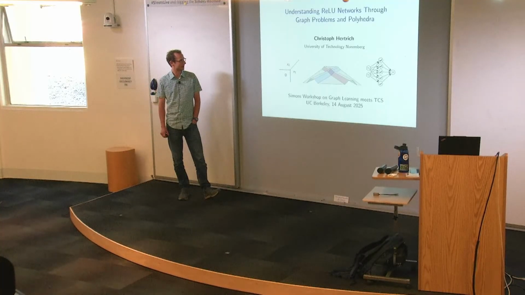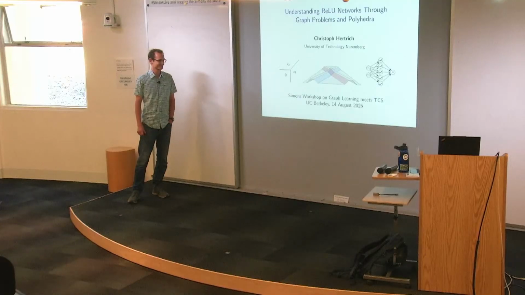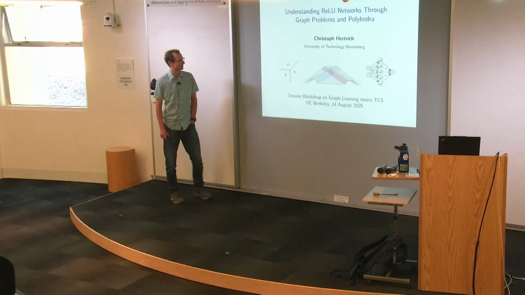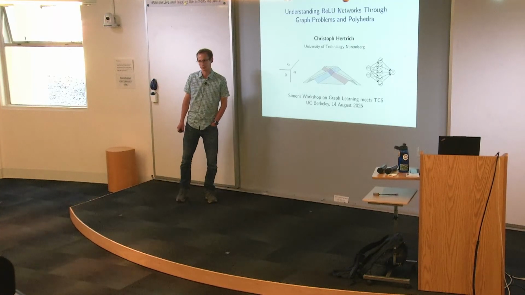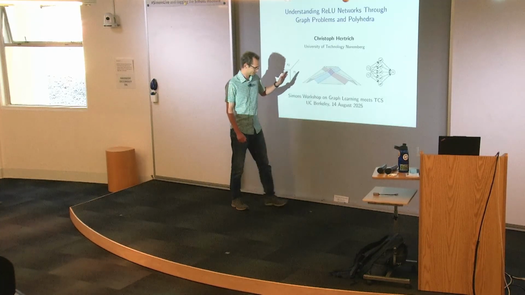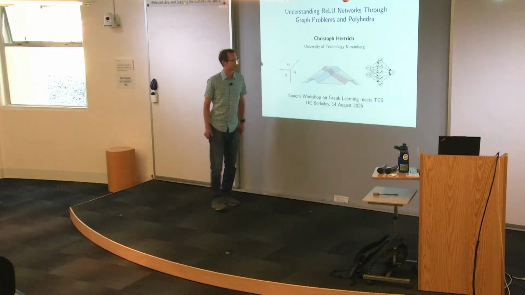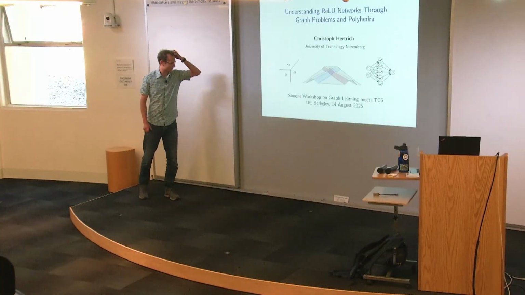So I'm going to talk about ReLU networks. If you were hoping for graph neural networks, I don't have many of them for you. But what I do have for you is at least some graph problems appearing in the end. But the main object I like, and which will be very relevant, is polyhedral geometry. So polyhedra in the end. But OK, what is this about?